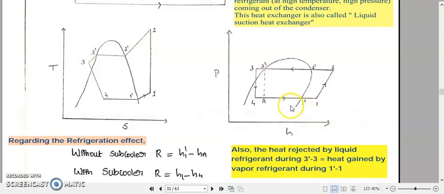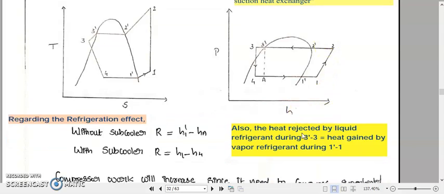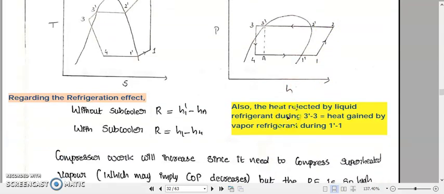We stopped by discussing the pH diagram. In the last session we discussed how we can draw the pH diagram for the subcooling of liquid refrigerant using the vapor form of the refrigerant. We have discussed that the heat rejected by the liquid refrigerant during 3-3' will be the heat gained by the vapor refrigerant during 1-1', producing this superheating.